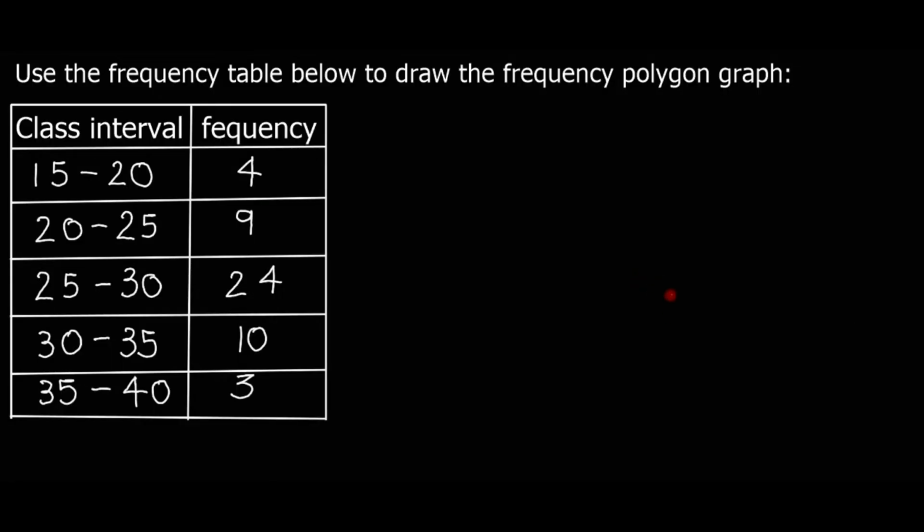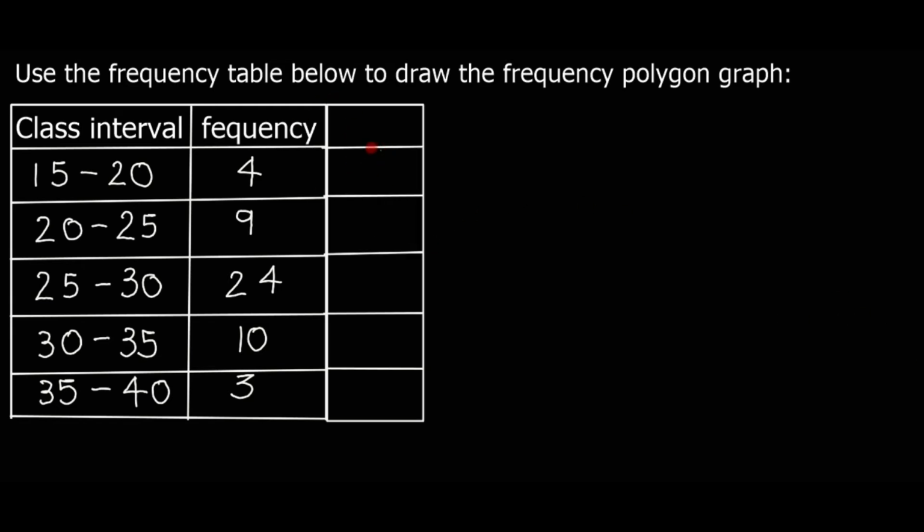And now let's draw the frequency polygon graph. To draw a frequency polygon graph, we will extend this table with another column. And in this column we will write the midpoint. This midpoint we will find in this way.